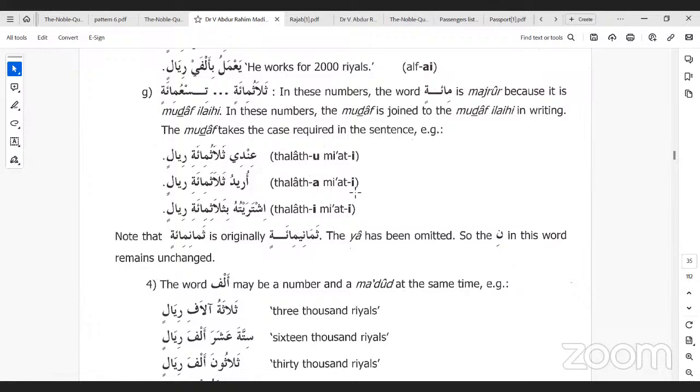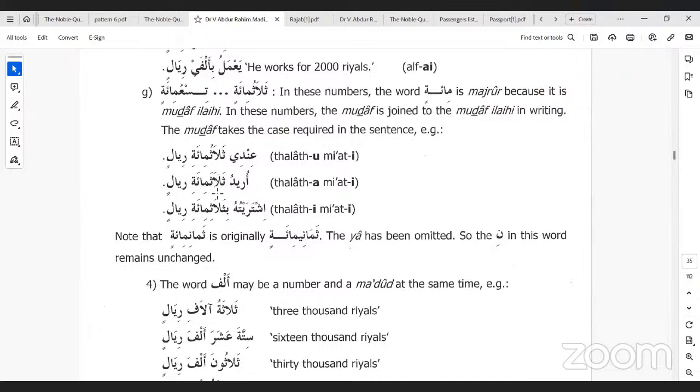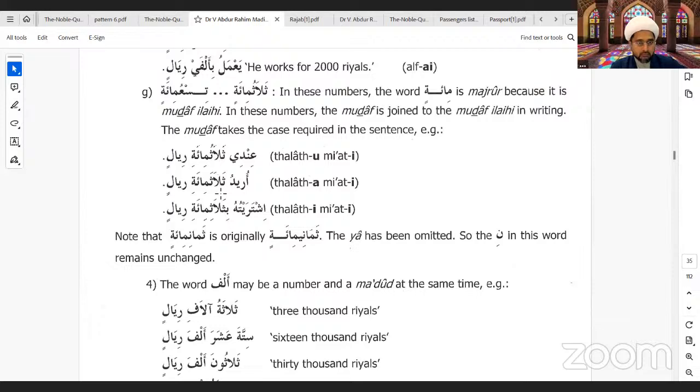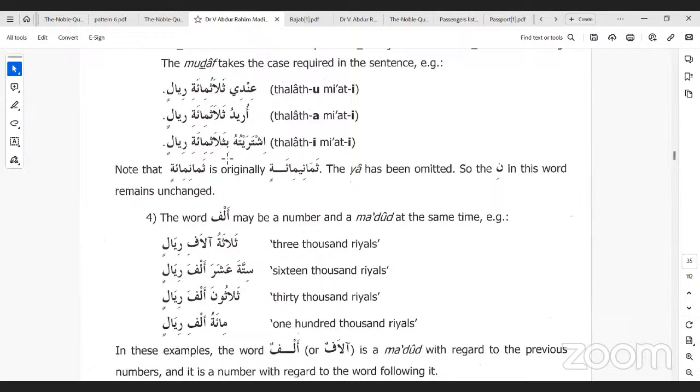So the first one, it changes to dhamma because it's mubtada. Yep. And the second one is because it's a verb, so it's fatha. And the third one, is it because it is mudhaf ilayhi, Maulana?